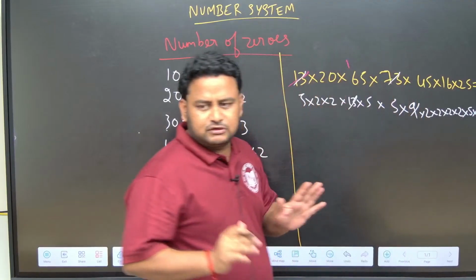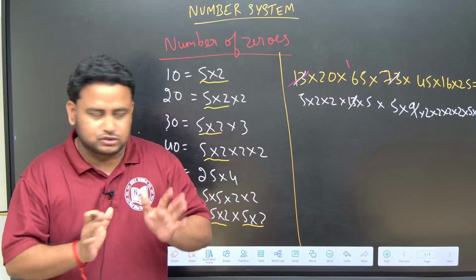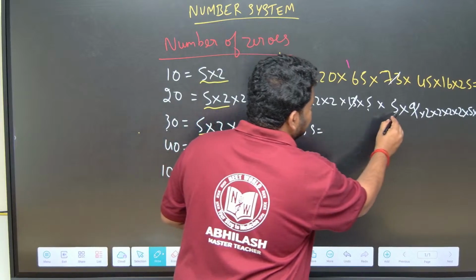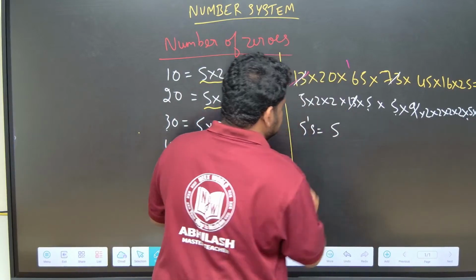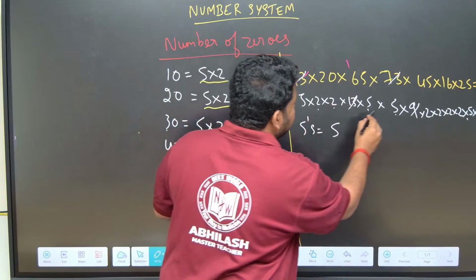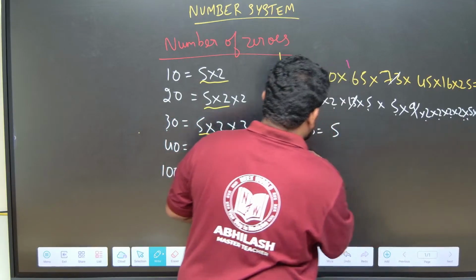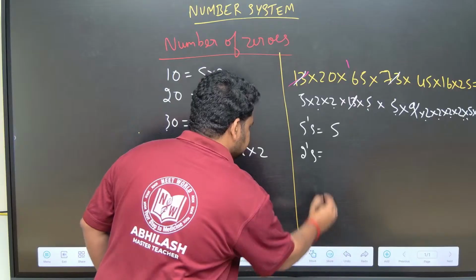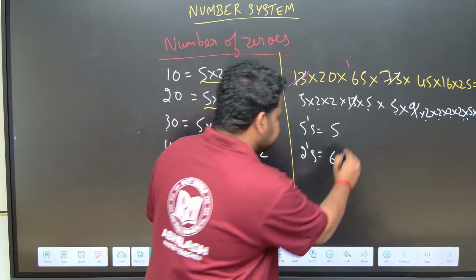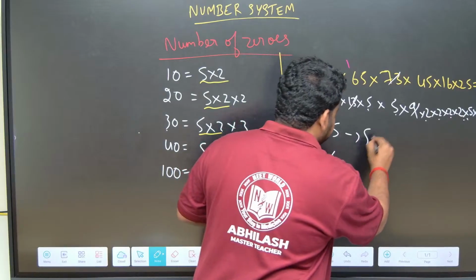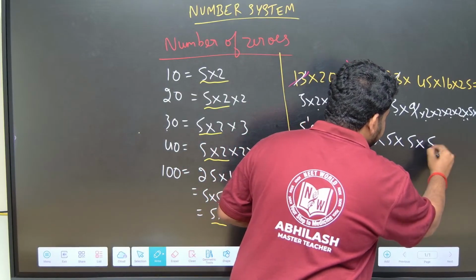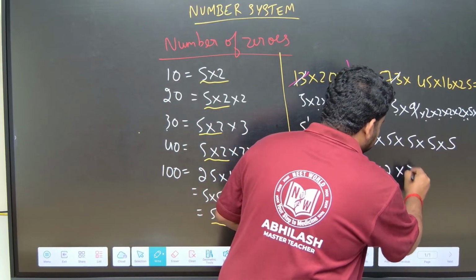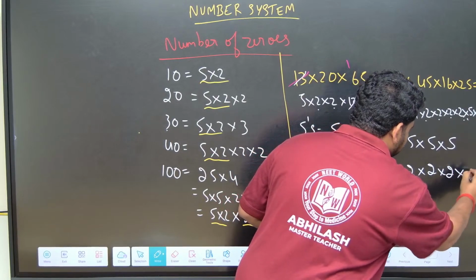Now, what I have to do is count the number of 5s and count the number of 2s. So, first let me write the 5s. If I count the number of 5s, how many are there? 1, 2, 3, 4, 5. There are 5 5s. If I count the number of 2s, 1, 2, 3, 4, 5, 6. There are 6 2s. That means if I write it here, 5 5s means 5 into 5 into 5 into 5 into 5. Similarly, 6 2s means 2 into 2 into 2 into 2 into 2 into 2. Right? This is what I have.